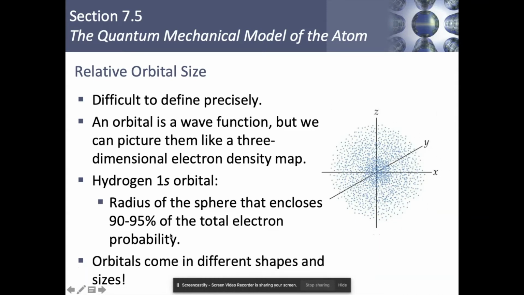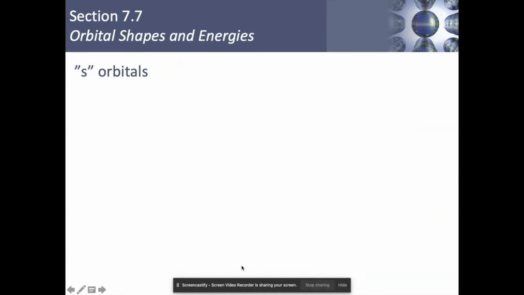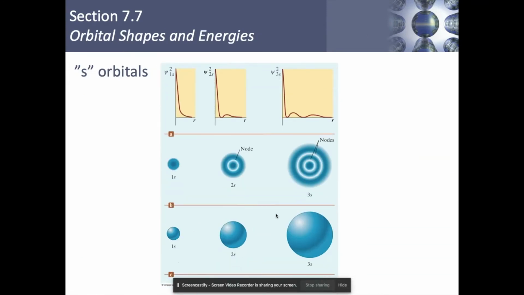Okay. And like it says here, orbitals do come in different shapes and different sizes. Here is an example of some s orbitals. Don't worry too much about what this means; we're going to talk about it in a bit. This is the simplest one. Notice it is basically just a sphere. That's it. And then this one is a little bit more complicated. It's the next level up.